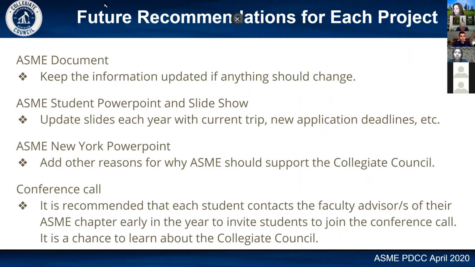So some future recommendations for each project. For the document, I say just keep the information updated if anything should change, like the website, who to contact, anything that could change to where it couldn't be used every year. But that should be the only thing that changes. This should be something that is low upkeep. It should be able to be reused every single year as long as no contact info changes.